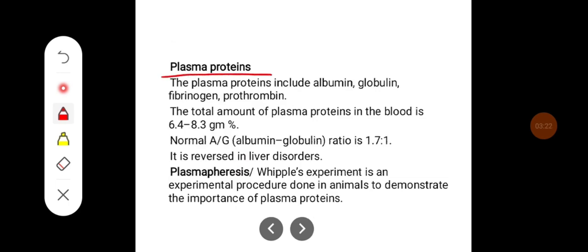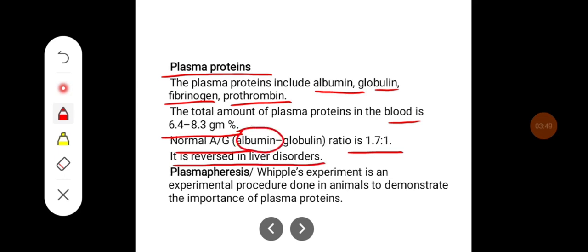Plasma proteins. Plasma proteins include albumin, globulin, fibrinogen, and prothrombin. The total amount of plasma protein in the blood is 6.4 to 8.3 gram per cent, and the normal albumin globulin ratio is 1.7 is to 1. This ratio is reversed in case of liver disorders, as the albumin synthesis is decreased in liver disease.